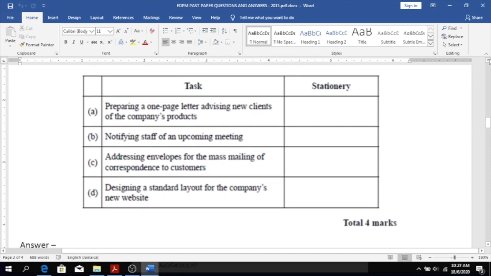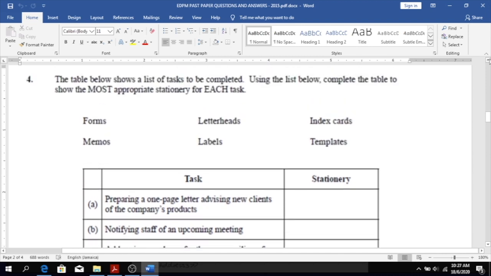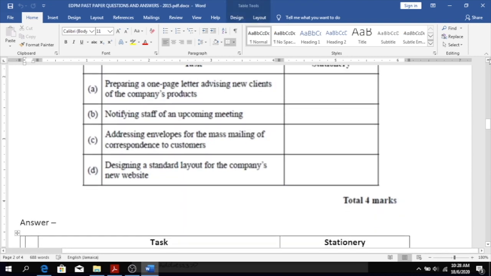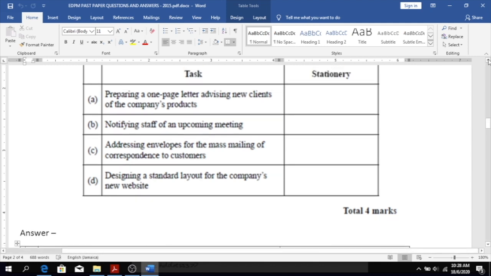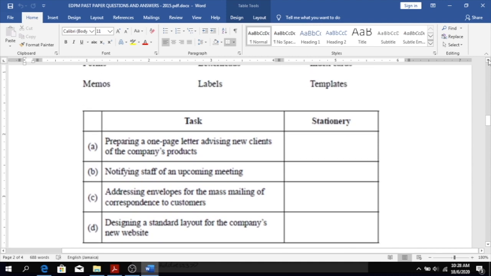We're moving on to the next question. It says, the table below shows a list of tasks to be completed. Using the list below, complete the table to show the most appropriate stationery for each task. So you have forms, memos, letterheads, labels, index cards, templates. All right. Which one would we use if we want to prepare a one-page letter advising new clients of the company's product?